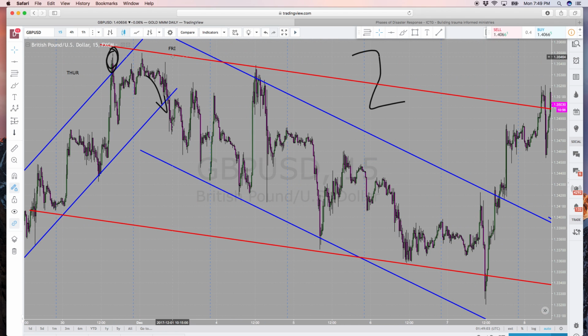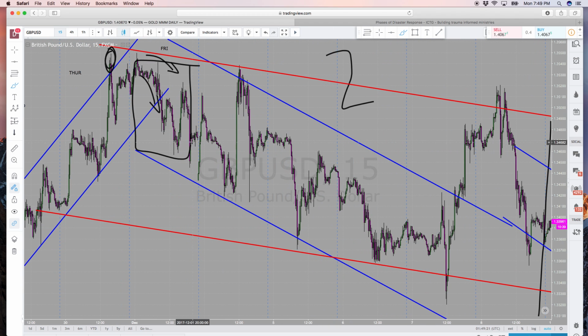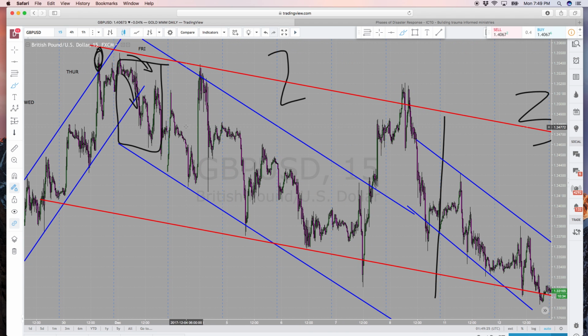Now, Friday, the market traps people here, and what happens? A completely new trend is formed. A completely new trend is born. Now, this trend has a market structure that I really want you guys to pay attention to, because it is the basis of how trends are created, okay?